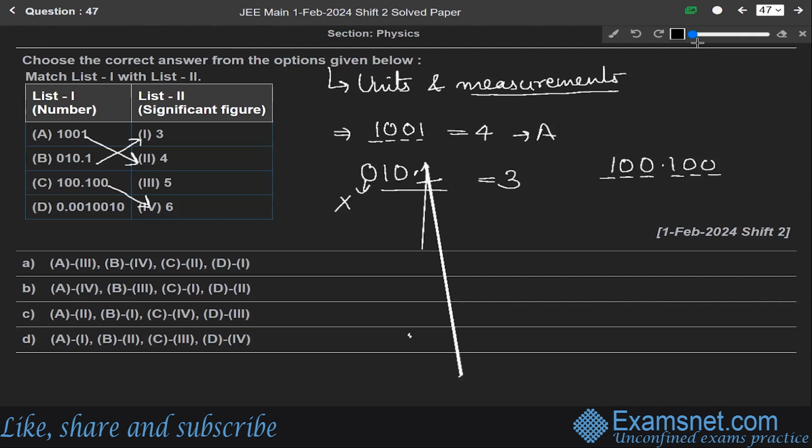Now in D, these three zeros come before 1, that is, they have no significance. So the number of significant figures in D is 1, 2, 3, 4, 5. That is, it matches with third. So A matches with second, B matches with first, C matches with fourth, and D matches with third. So C is the correct answer.